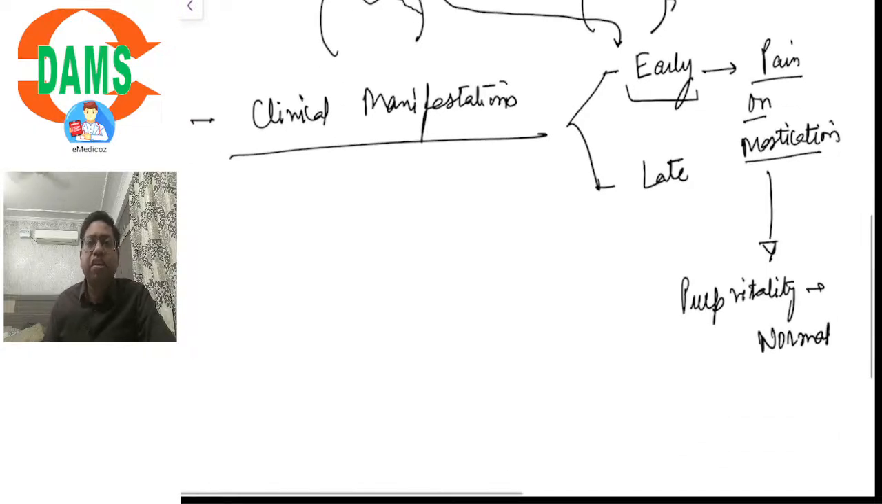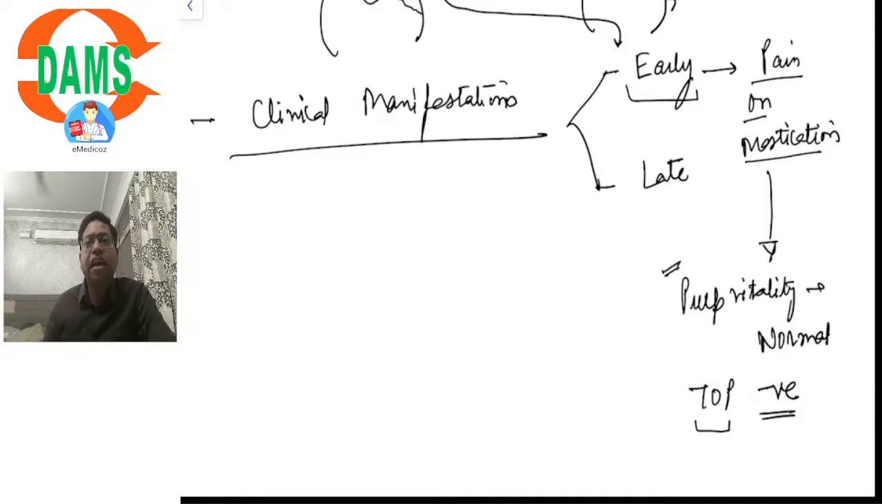The routine diagnostic tests like the electric pulp test, the cold test, and the heat test would give no significant alterations, or they would be in the normal range. The pulp vitality would be normal. There would be no tenderness on percussion. TOP stands for tenderness on percussion. Since it is a small defect, not involving the pulp, there is no subsequent periodontitis developing, so there is no tenderness on percussion. Suppose this goes untreated.